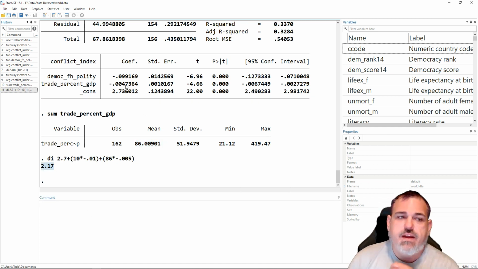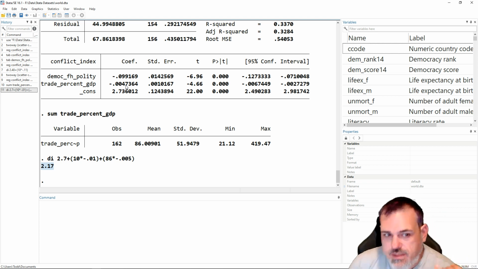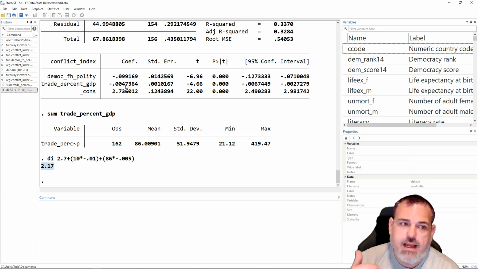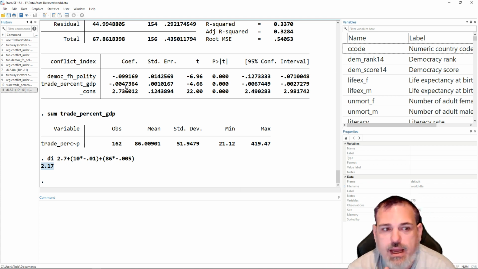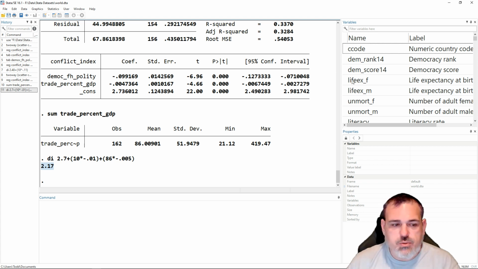And so this effect of trade percent, as trade percent goes up, democracy or conflict goes down. So if you have a high democratic country with a high trade deficit, you would expect low levels of democracy. We can also plot this, but we can plot this in a much more interesting way.